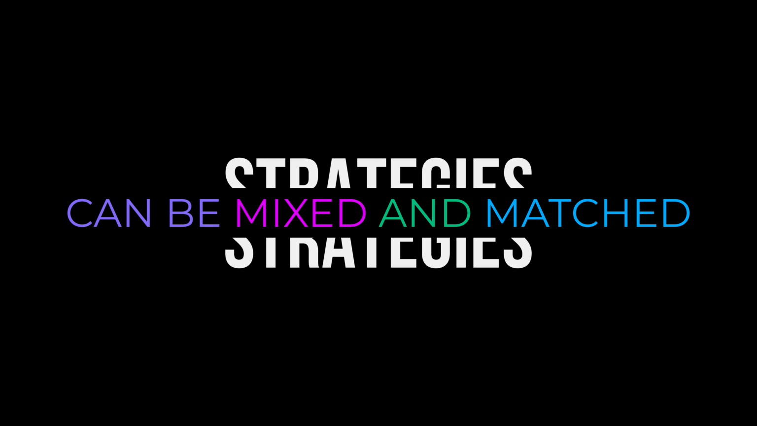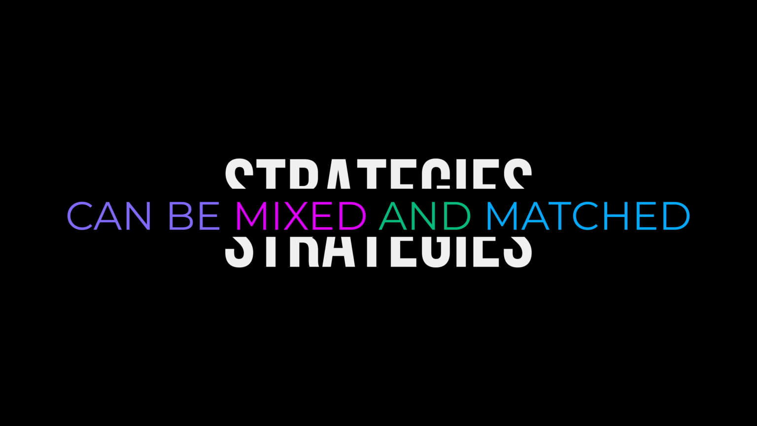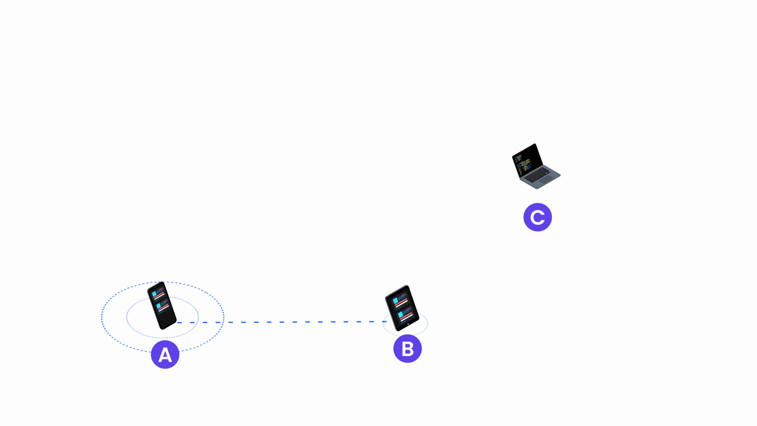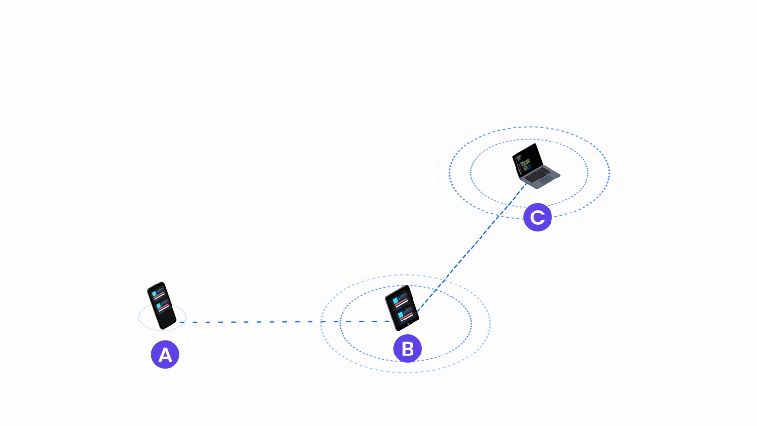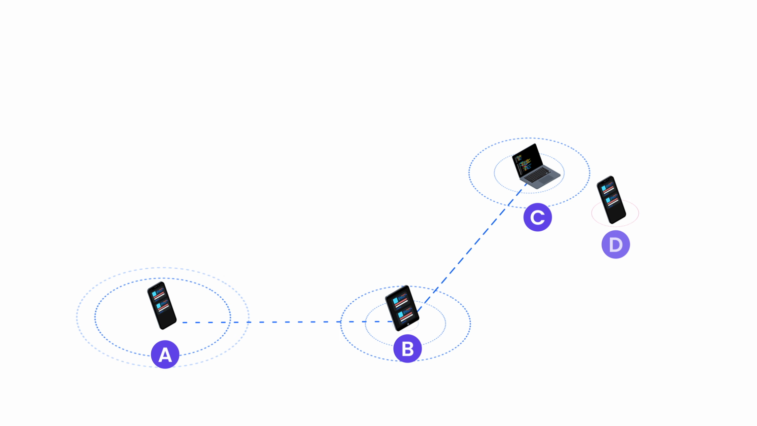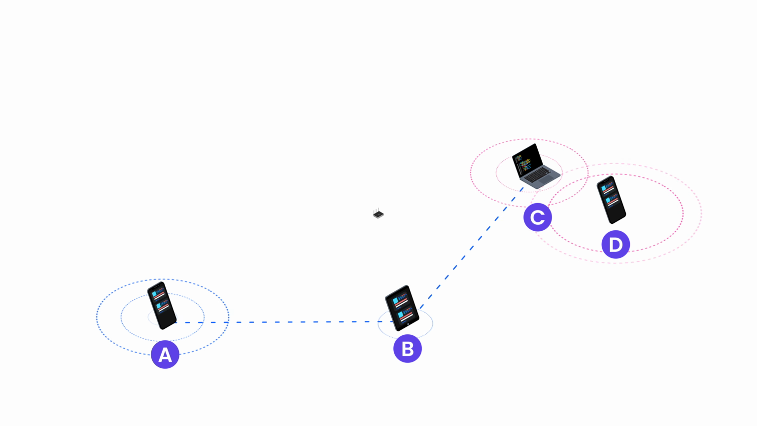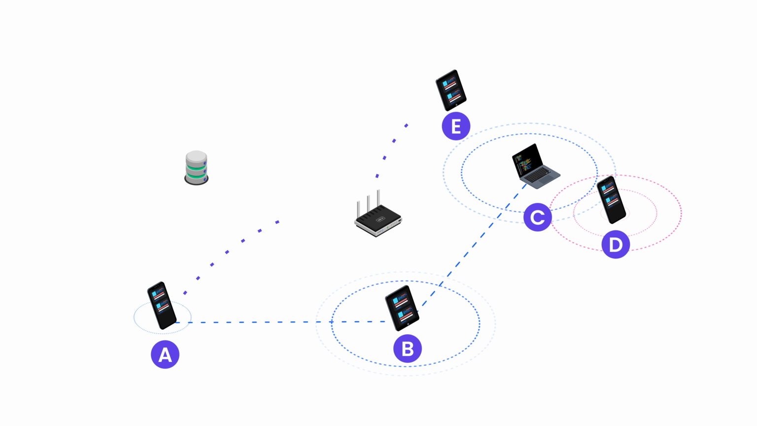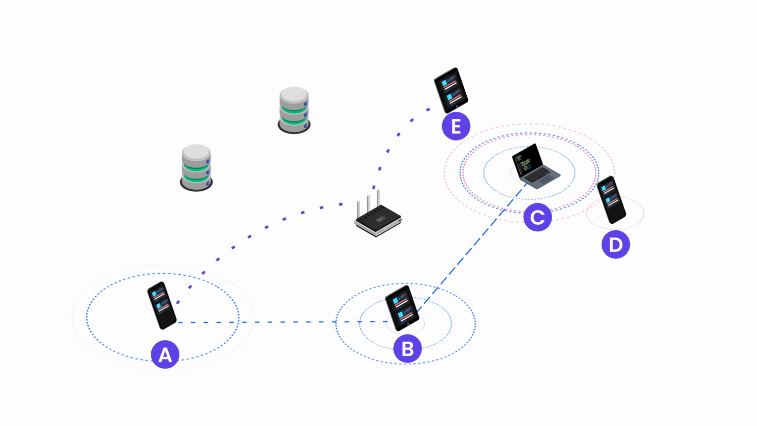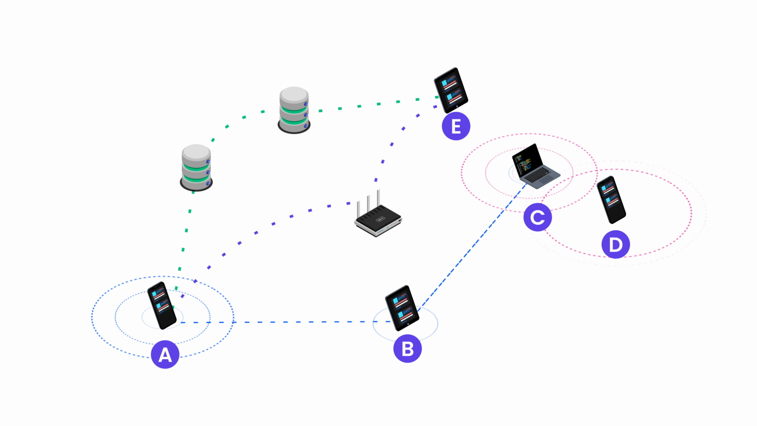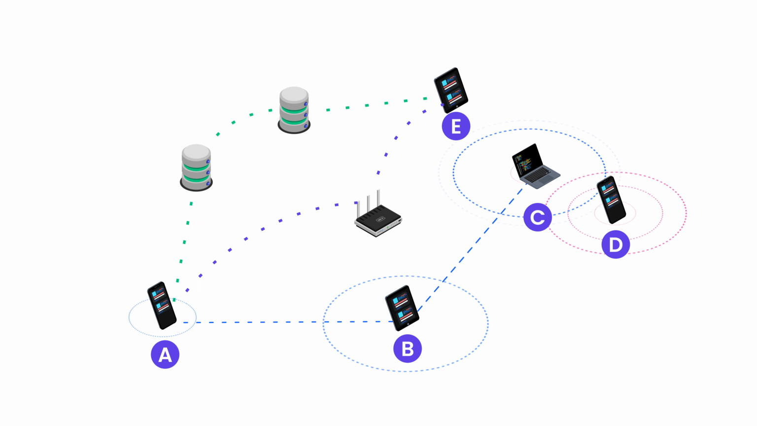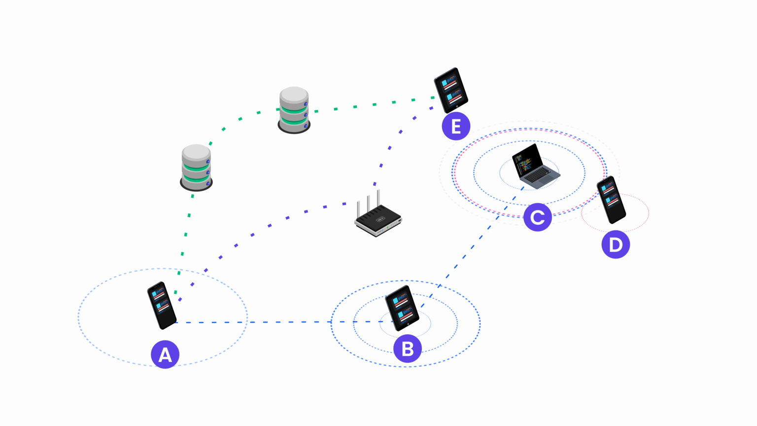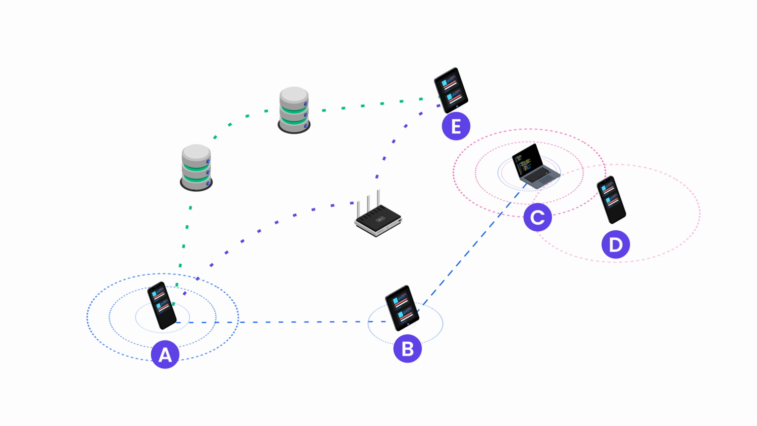All 4 strategies are automatically used and even mixed and matched without writing a single line of code. For example, devices A, B, and C can be connected via Bluetooth. C and D can be connected over Wi-Fi Direct. A and E can be connected over access points and server components. These techniques can be configured, but Ditto will leverage the best connection style relative to the device's capabilities.